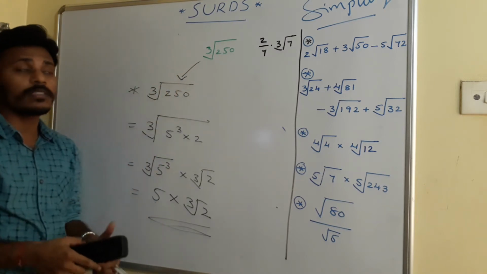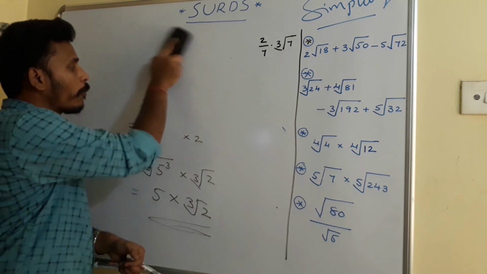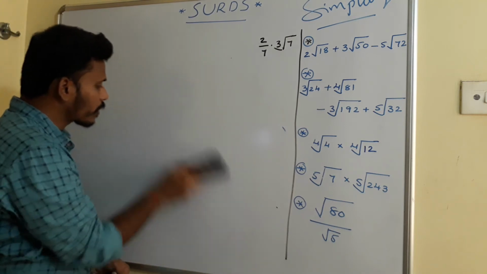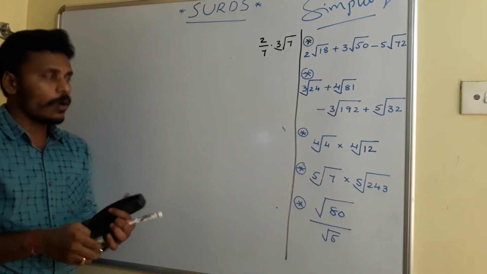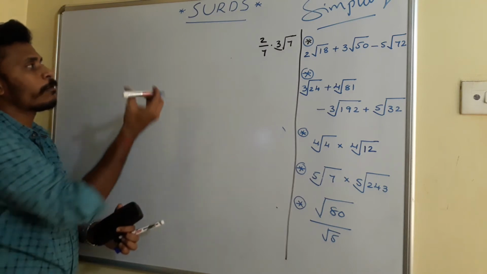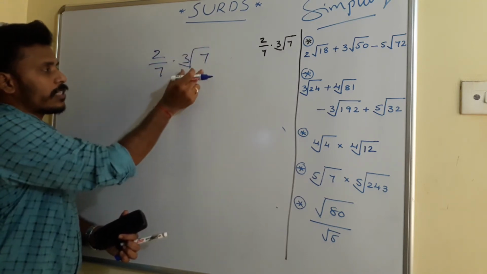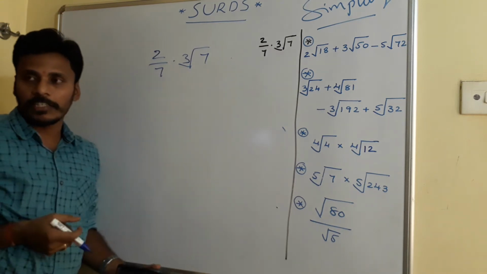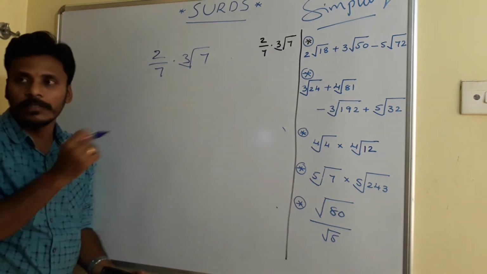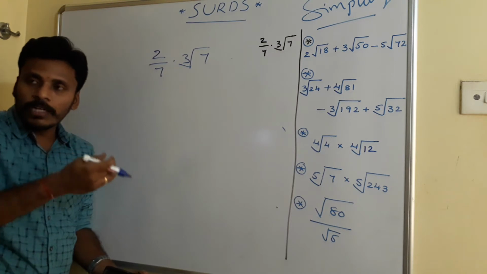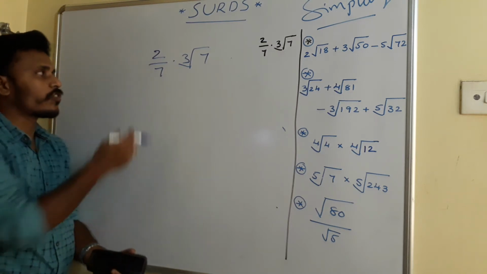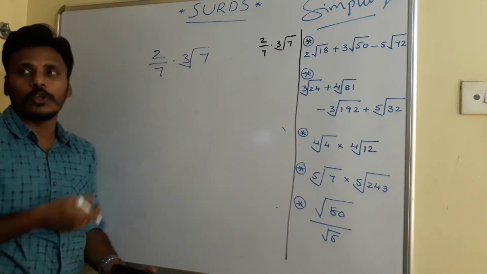Now the next problem is given in mixed form, and now I am going to convert that mixed surd into a pure surd. What is given there? If you look, that is 2/7 into cube root of 7. This is a surd part and this is a rational number. So it's a mixed surd format. To convert it into pure surd, you need to send this 2/7 into the cube root.